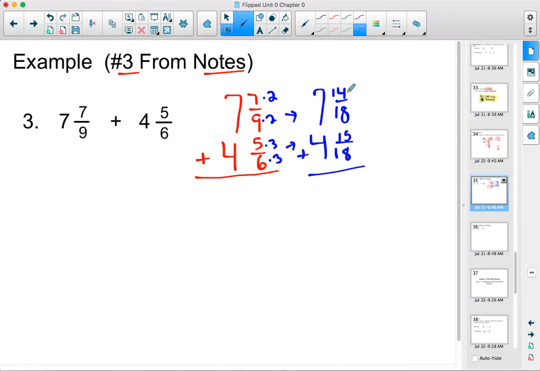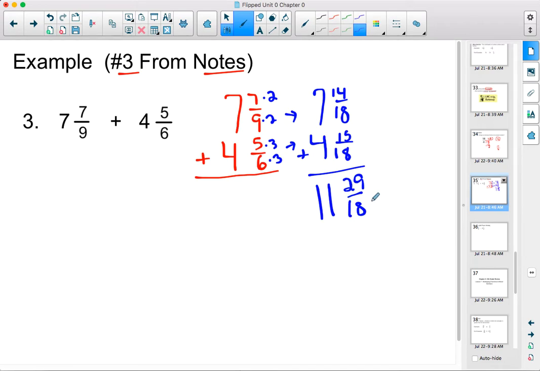Place value first. 14 eighteenths plus 15 eighteenths. Well, our common denominator is there, so I can bring that common denominator into my sum. 14 plus 15 is 29. Now we can do our whole numbers. 7 plus 4 is 11.